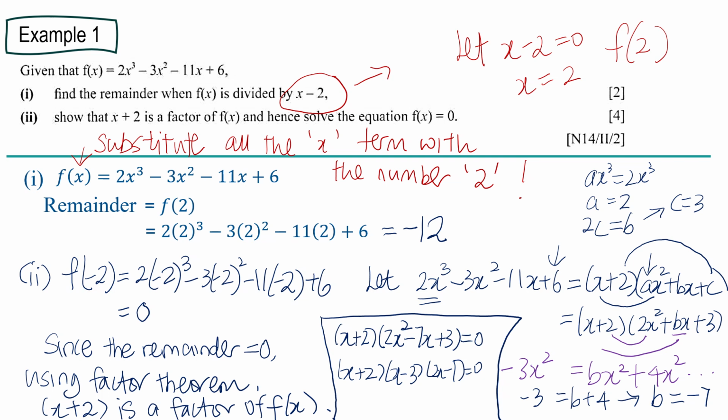Right, so from there, you have x plus 2 equals 0, which gives x equals negative 2, one answer. x minus 3 equals 0 gives you x equals 3, another answer. 2x minus 1 equals 0 gives you x equals half. Okay, so this is how we solve this equation.